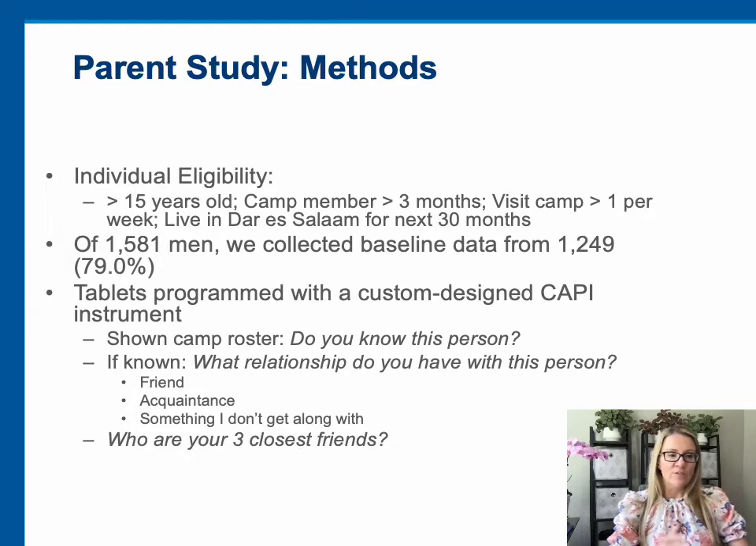And then of their friends, if they had at least 3 or more, then they were shown a list of friends, and they were asked to pick their 3 closest friends. If they didn't have at least 3 friends, then they were shown friends and acquaintances and asked to pick their 3 closest friends.